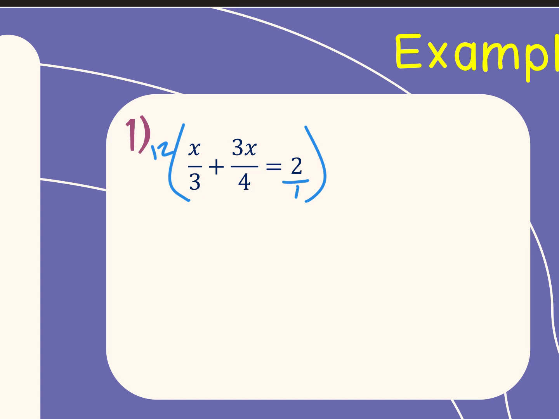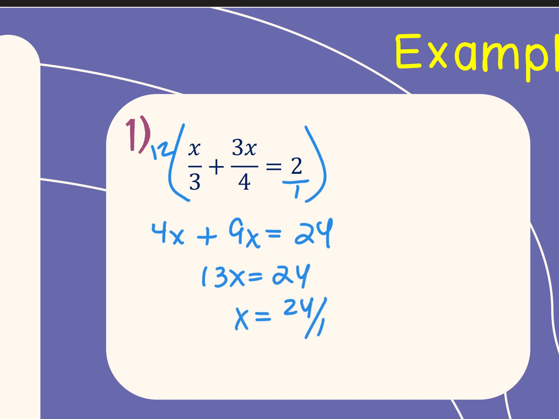So when I multiply, 12x divided by 3 gives me 4x, good. Then I multiply 12 times 3 divided by 4. 9x, good. Equals, what's 12 times 2? 24. Now, guys, we have eliminated the denominator. So we combine like terms. 13x equals 24. So what does x equal?